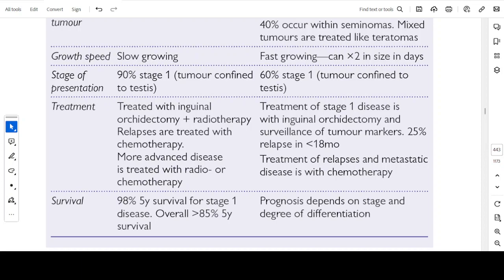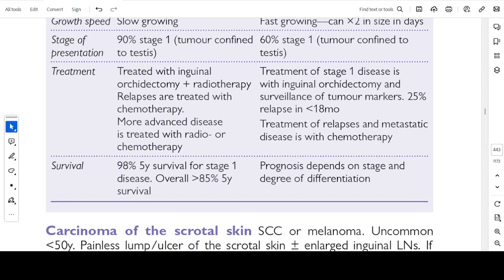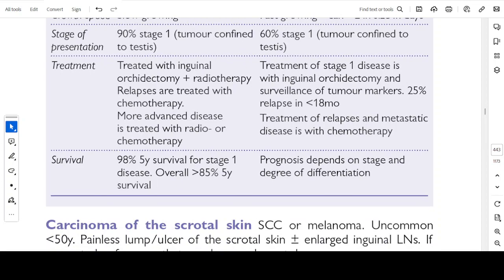For a teratoma, treatment of stage 1 disease is with inguinal orchidectomy and surveillance of tumor markers, and 25% relapse in less than 18 months. Treatment of relapses and metastatic disease is with chemotherapy. Prognosis depends on the stage and degree of differentiation.